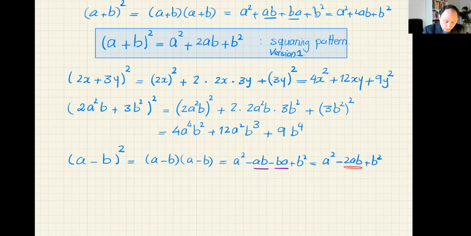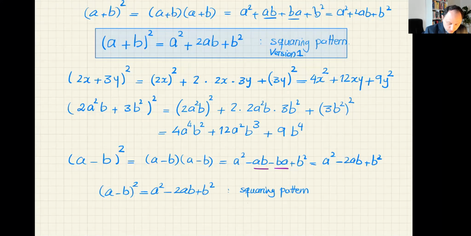The expression here is also the same, but this minus sign appears actually only here. So the only effect of this negative sign is that you see it here. Okay? So let me write this and keep it somewhere. So these formulas are given to you. So a minus b squared is a squared minus 2ab plus b squared. And this is also a squaring pattern. I would call it version 2, yes, for example.